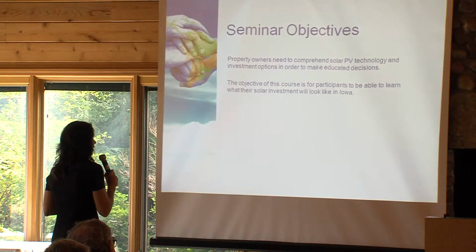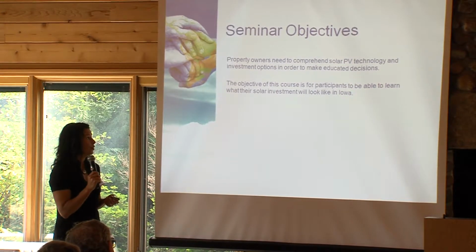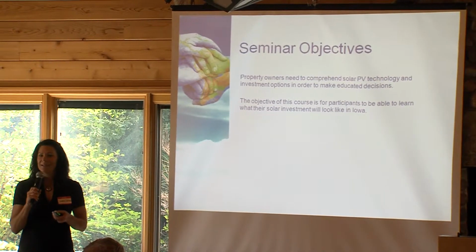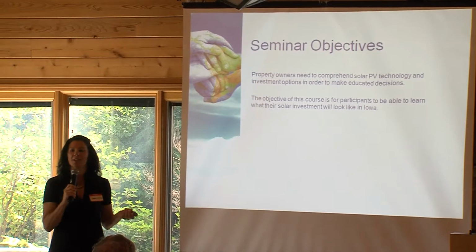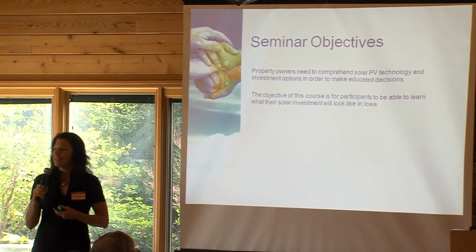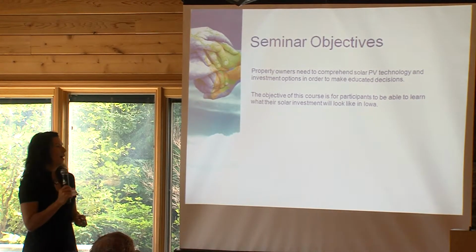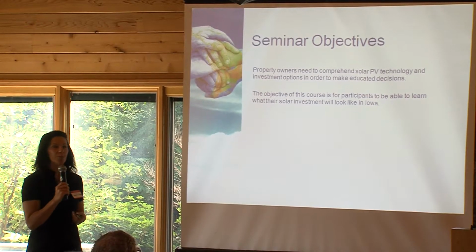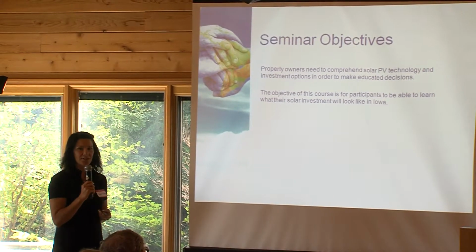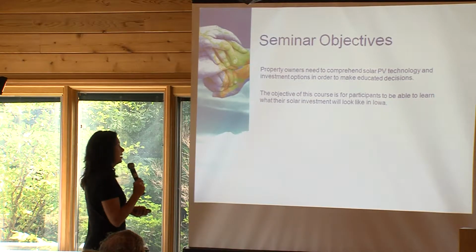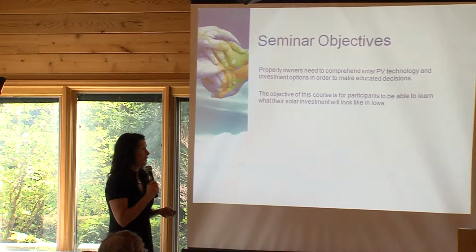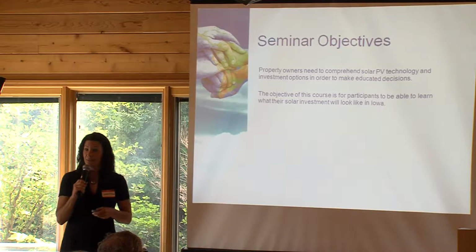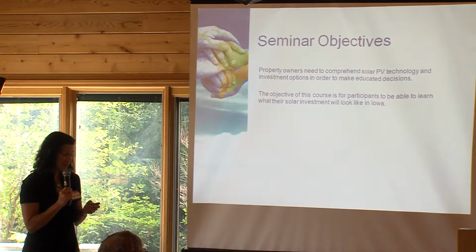So the objectives are that property owners need to comprehend solar PV technology and investment options in order to make educated decisions. Even if you go buy a pair of tennis shoes, you need to know, is this the right thing for me? Or a car, so it makes sense that we would want you to know what you're facing when you make these decisions and that they're educated decisions. The objective of this course is also for participants to learn what their solar investment will look like in Iowa. It's different depending on where you live, especially here in the United States.